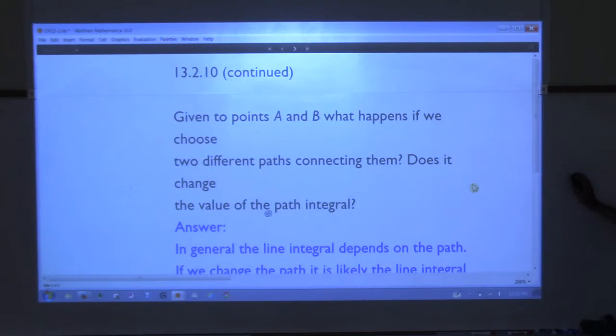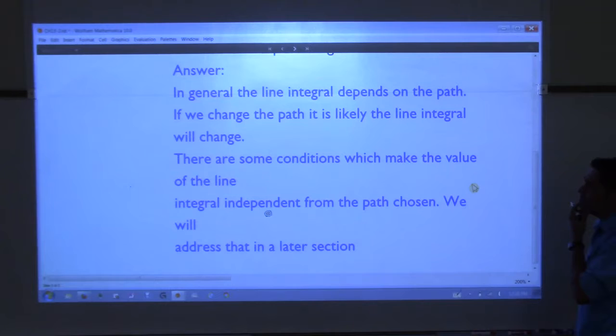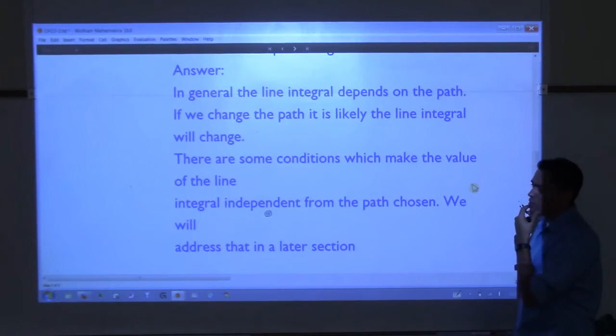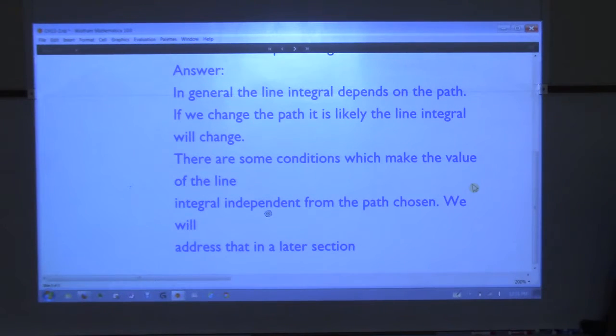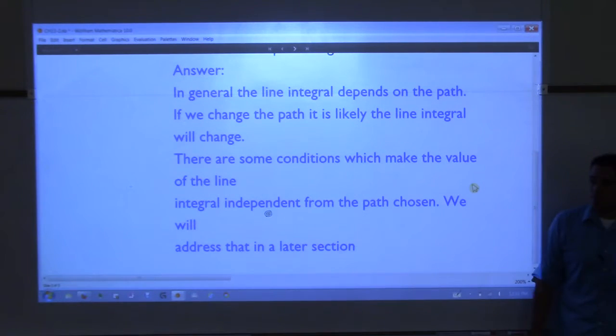So given 2 points, what happens if we choose two different paths? In general, the line integral depends on the path. If we change the path, it's likely the line integral will change. There are some conditions which make the value of the line integral independent from the path chosen. We will address this later. So what I'm trying to get across to you right now is this idea of path dependence.